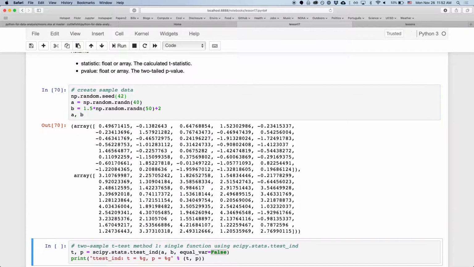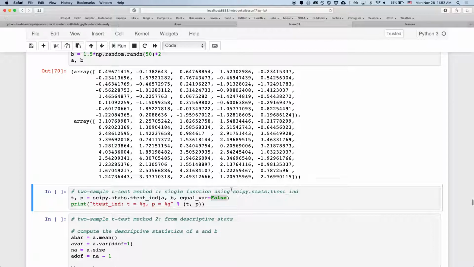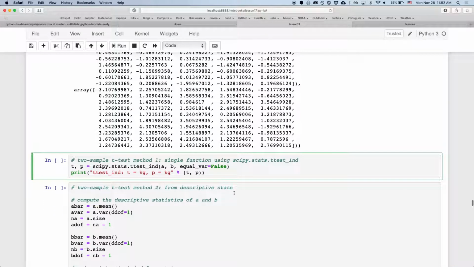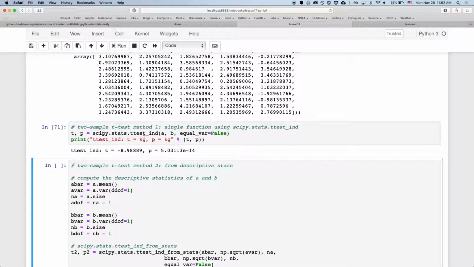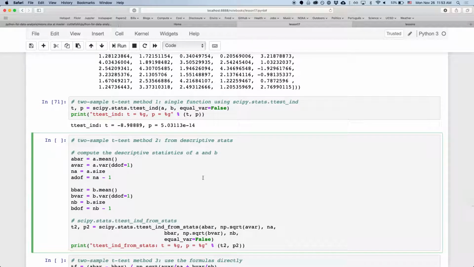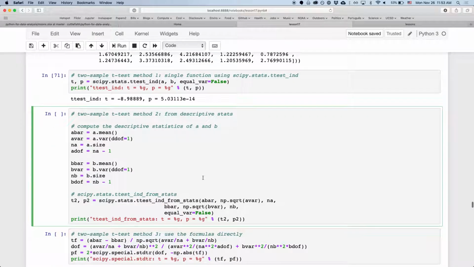So let's rerun that cell, and now we're going to compute the t-statistic and the p-value using this stats ttest_ind, and the p-value is highly significant. So according to this two-sample t-test, the means are different, which is what we expected.